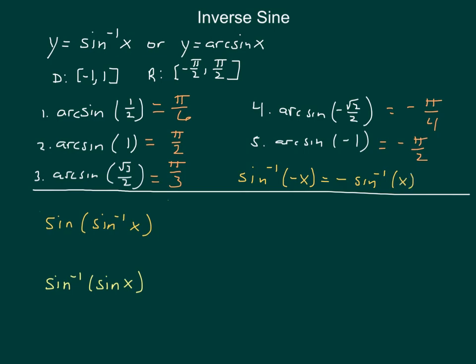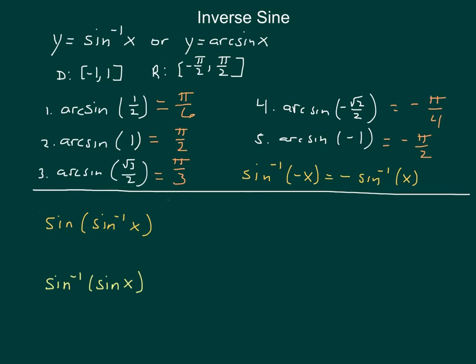So on number 4, I could say, oh, that's equal to the negative arc sine of square root 2 over 2, which I know from the unit circle. Arc sine of square root 2 over 2 would be pi over 4, but because it's a negative, it would end up being a negative pi over 4.